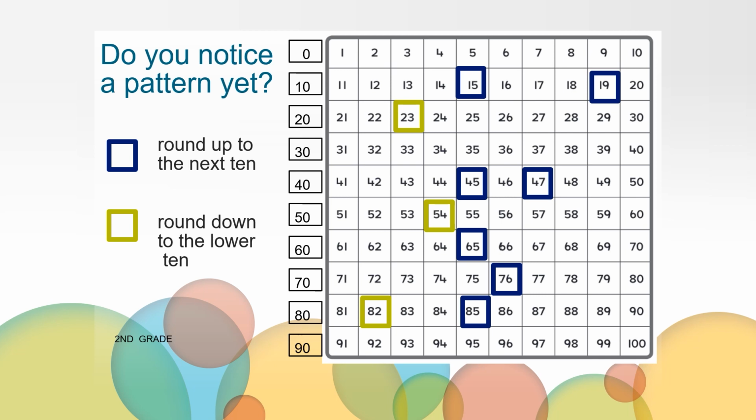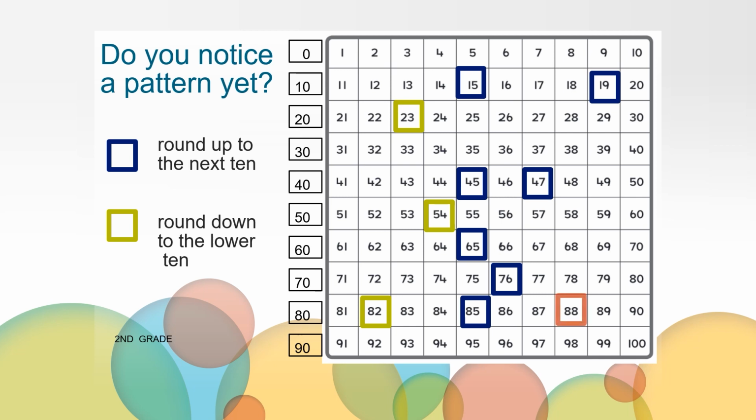Let's look at that pattern. Have you figured it out yet? If we look at the blue boxes, it looks like numbers that have a 5, 6, 7, and 9 in the ones place all round up to the next 10. If we look at the green boxes, it looks like numbers that have a 2, 3, and a 4 in the ones place all round down to the lower 10.